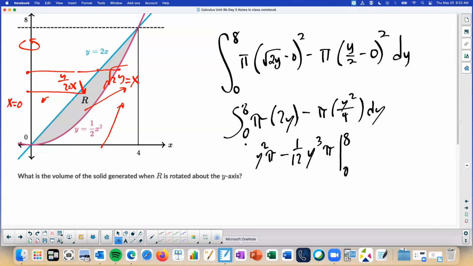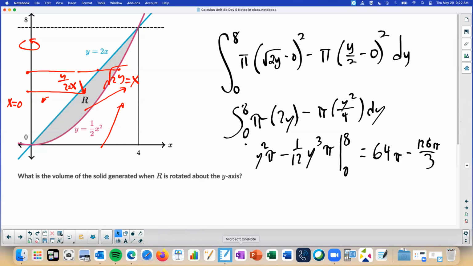So, okay, y squared pi minus 112 y cubed. Good. So 64 pi minus, oh god. So 8 times 8. What is that, 126? 128. Okay, sounds good. I'll take your word for it.